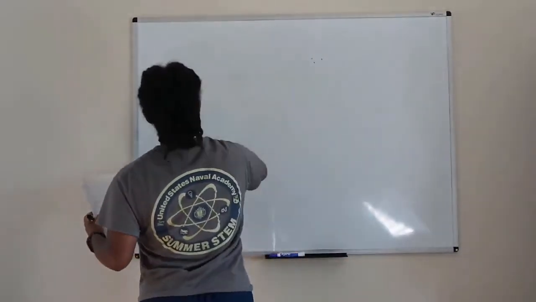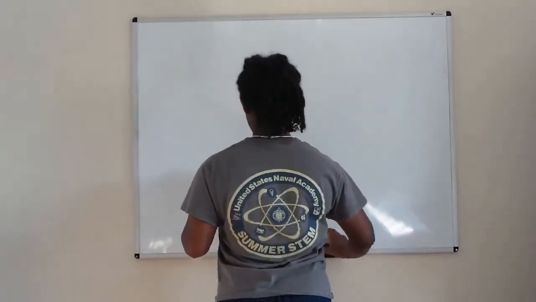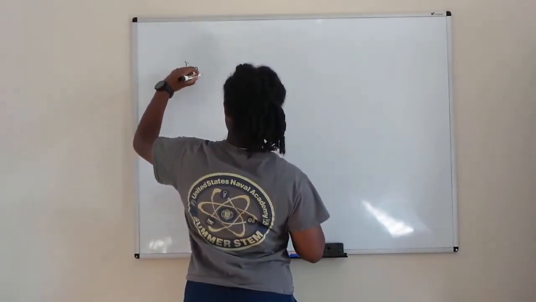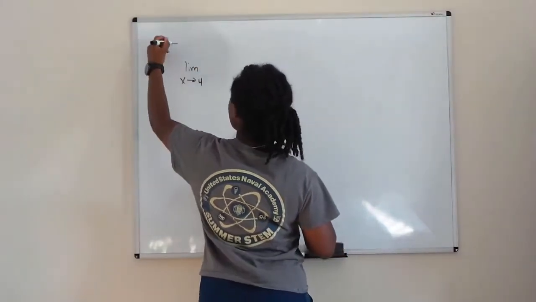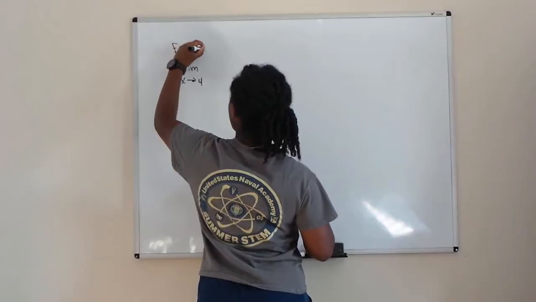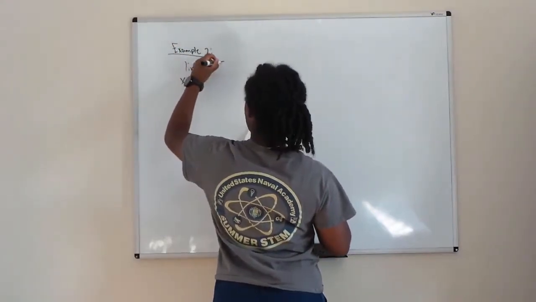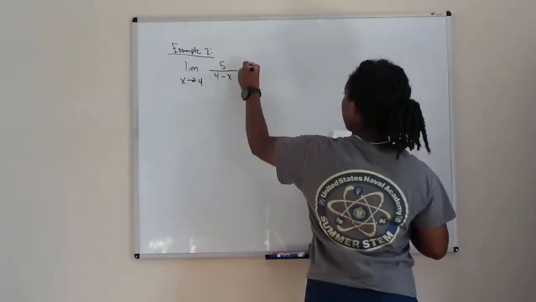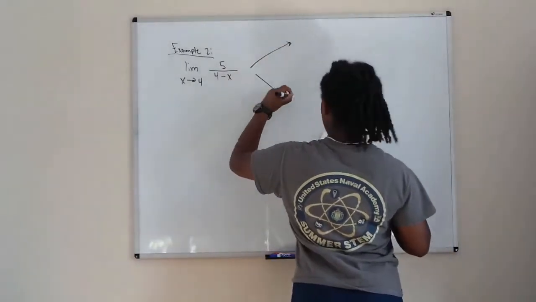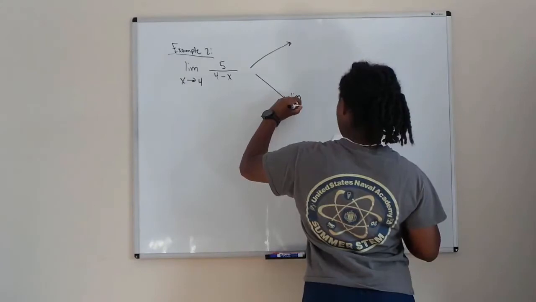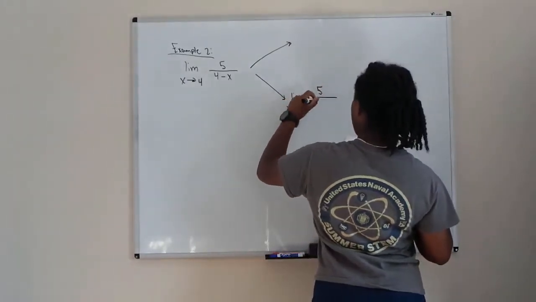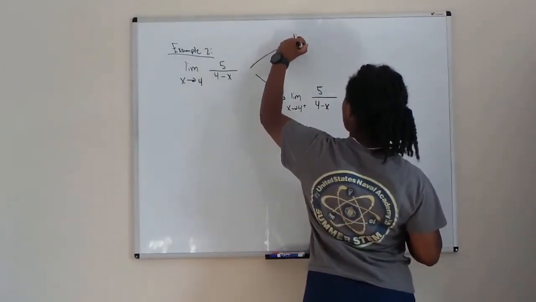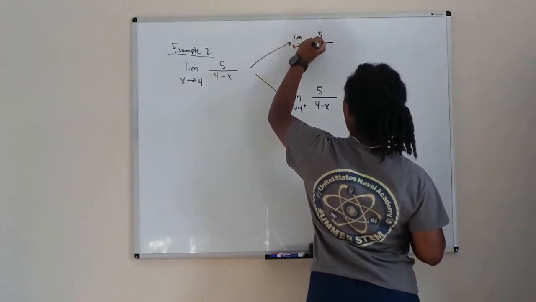Okay, so now we're going to get some more practice with doing these infinite limits and analyzing them analytically. Example 2: the limit as x approaches 4 of 5 divided by 4 minus x. Again, we're going to split that up into our left-hand and right-hand limits. The right-hand limit as x approaches 4 from the positive side of 5 divided by 4 minus x, then the limit as x approaches 4 from the negative side of 5 divided by 4 minus x.